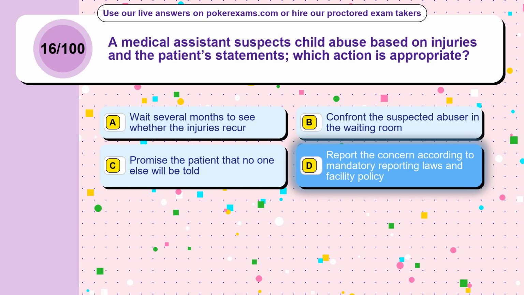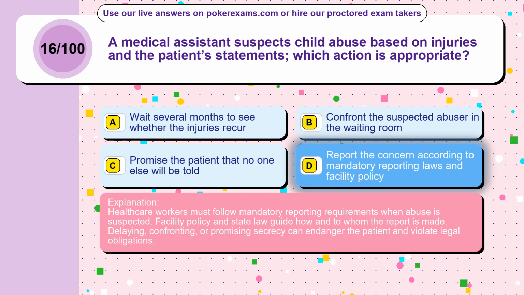The correct answer is option D, report the concern according to mandatory reporting laws and facility policy. Healthcare workers must follow mandatory reporting requirements when abuse is suspected. Facility policy and state law guide how and to whom the report is made. Delaying, confronting, or promising secrecy can endanger the patient and violate legal obligations.